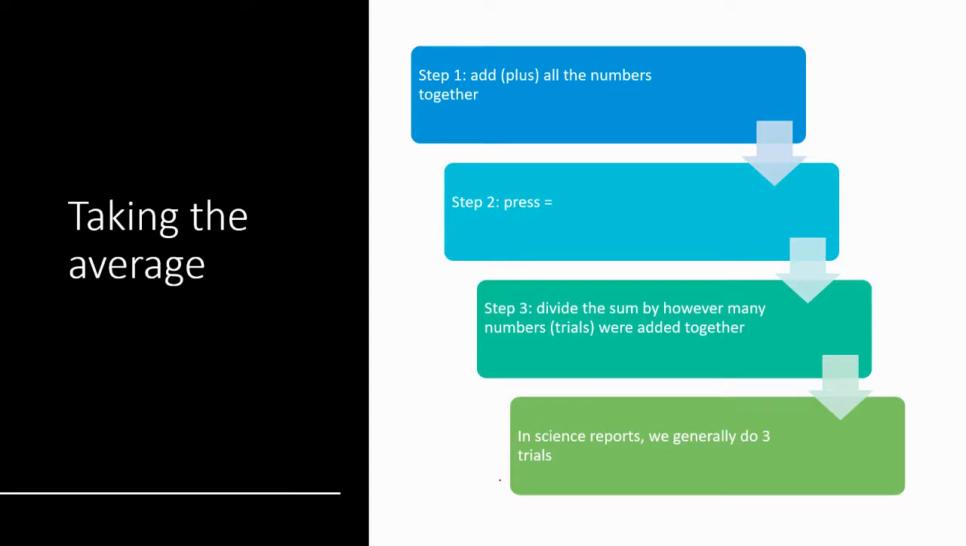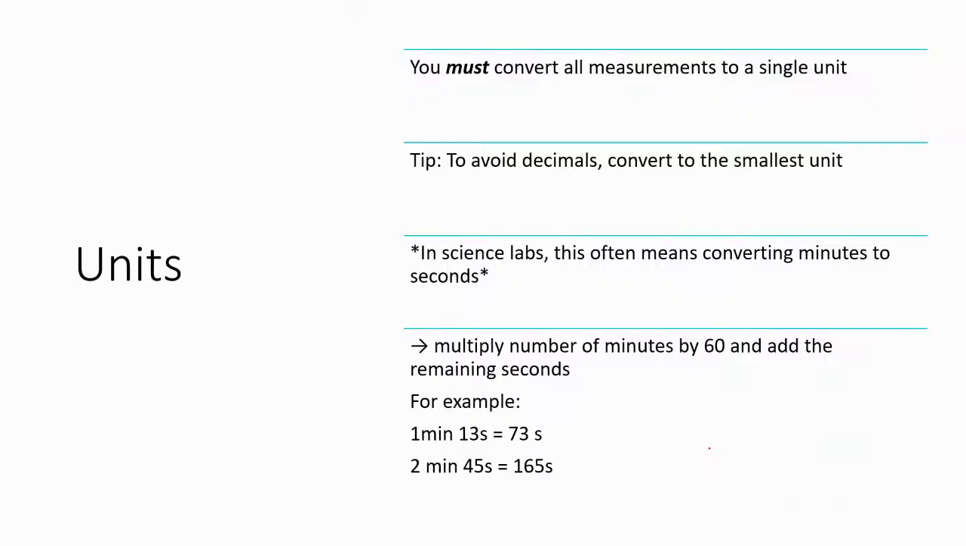Remember how to take the average, or in maths we call this the mean. To take the mean or the average, you add all the numbers together. It's important that if you're using a calculator to do this, you press equals. You divide the number by how many numbers there were. So how many trials? If you do 3 trials, you're going to add them together, press equals, and divide by 3. If you do just 2 trials, because maybe you're leaving out an outlier, you add them together and divide by 2. And we usually do 3 trials in science.